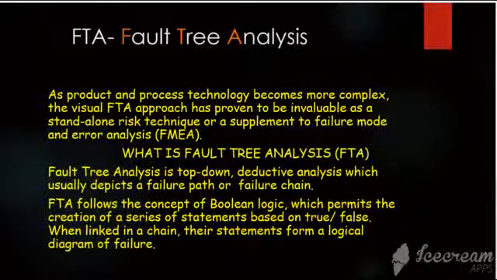The next method for safety analysis is FTA, fault tree analysis. As product and process technology become more complex, the visual FTA approach has proven to be invaluable as a stand-alone risk technique or as a supplement to failure mode and effects analysis. What is fault tree analysis? Fault tree analysis is a top-down deductive analysis which usually depicts a failure path or failure chain. FTA follows the concept of Boolean logic, which permits the creation of a series of statements based on true-false. When linked in a chain, these statements form a logical diagram of failure.